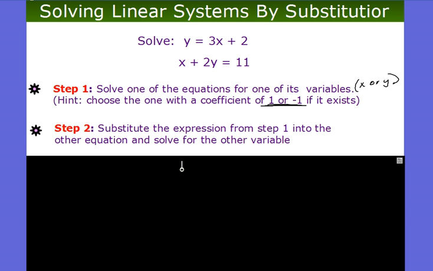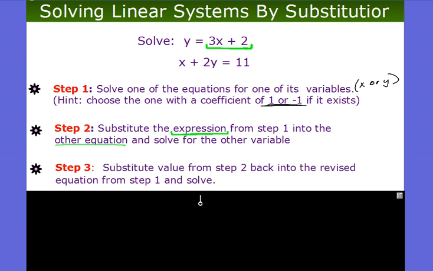Once you have solved one of the equations for a variable, you move on to step two. Step two is substituting the expression from step one. An expression, remember, is something that does not have an equal sign. It's a statement without an equal sign. That expression is, if I'm looking at example one, the part that y is equal to. So 3x plus 2 is an expression. You would take the expression from step one and substitute it into the other equation. It can't go into the same equation with that expression. It's got to go into the other one and solve for the variable.